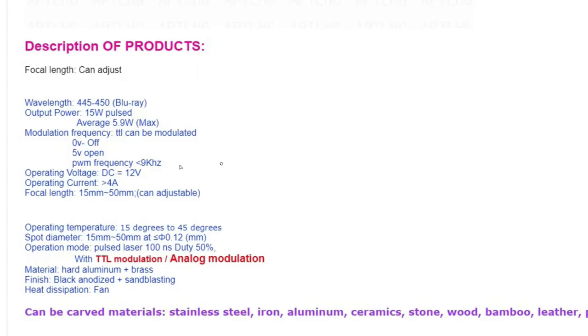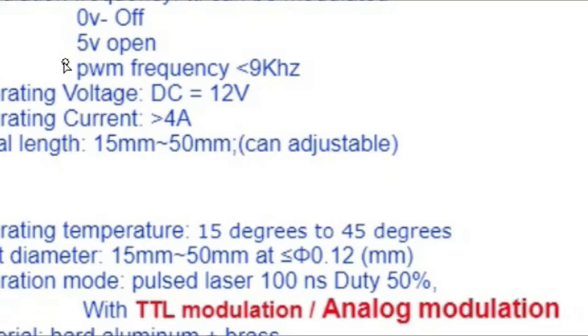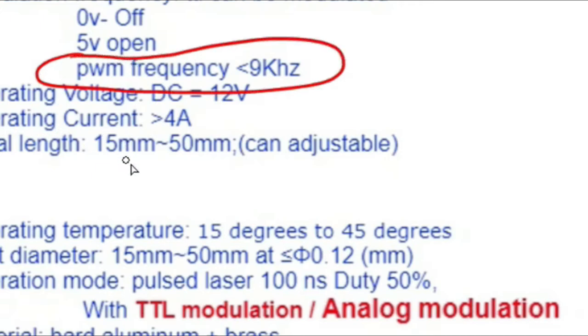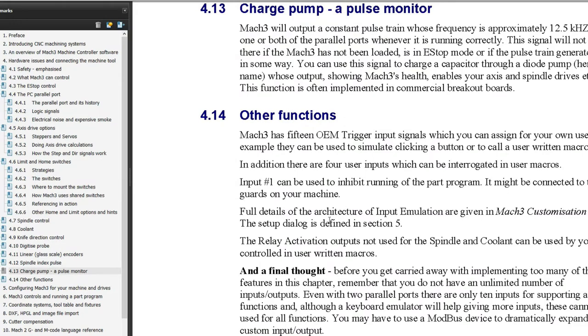Okay, before we proceed, I wanted to show you a couple of things in the description of the product. One of them is that the PWM frequency is less than 9 kilohertz. The other says that the analog modulation might be related to controlling the laser with some sort of potentiometer, varying the voltage from 0 to 5 volts, and thus varying the intensity of the laser. Now, coming here to the Mach 3 instruction manual, if we look at charge pump and pulse monitor, we can see that the software will output 12.5 kHz to control devices.